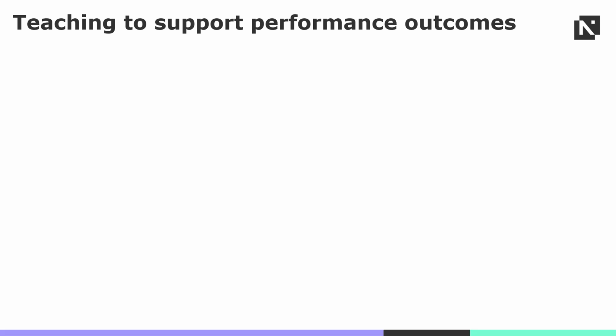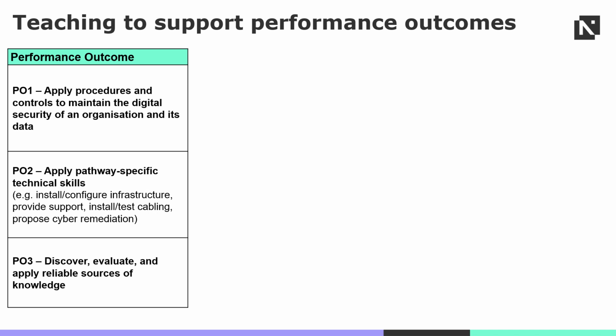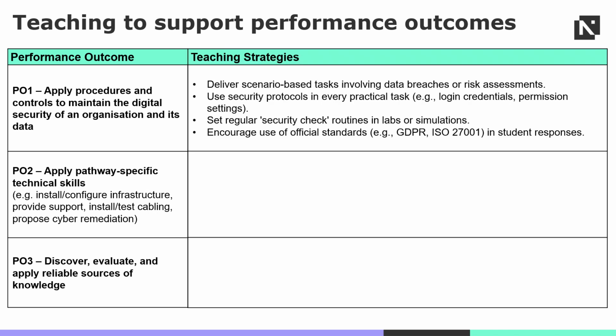So let's now take a look at how we can bring each of the performance outcomes to life in our teaching. So we'll start with performance outcome 1, which applies across all 4 occupational specialisms.